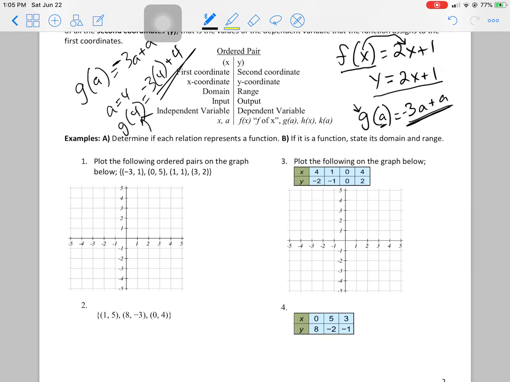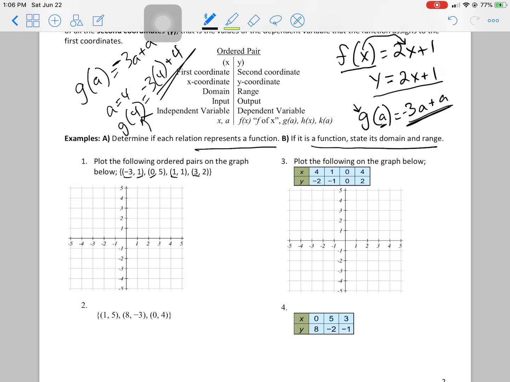So let's look at the ordered pairs and determine if they represent a function, okay? If it is a function, you need to state the domain and range for these. So first thing we want to do is look through the ordered pairs and see if there's any repeated x's, or all the x's are different. So there's a negative 3, a 0, a 1, and a 3. They're all different. So we don't have to be concerned that the same x has a different y. Okay.